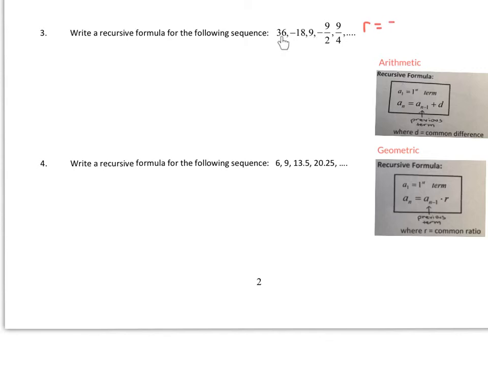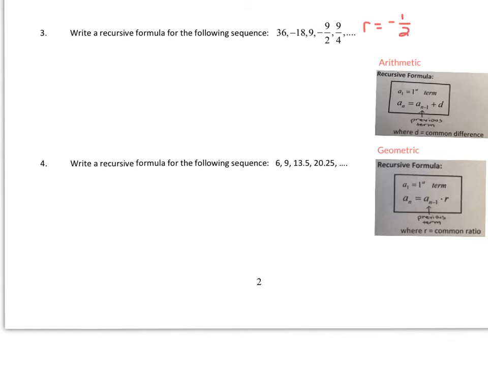So what am I multiplying 36 by to get to 18? What am I multiplying 18 by to get to 9? What am I multiplying 9 by to get to 9/2? Well, really, all these numbers are just being cut in half. So I'm just multiplying by, we already put the negative here, so by negative 1/2.